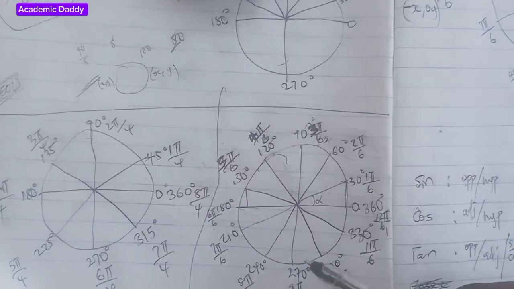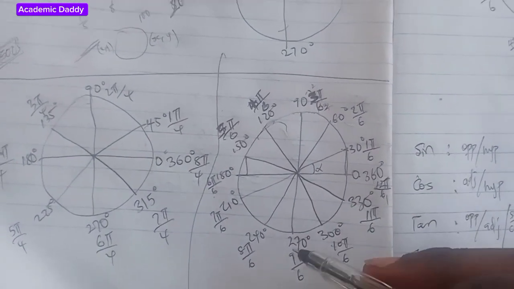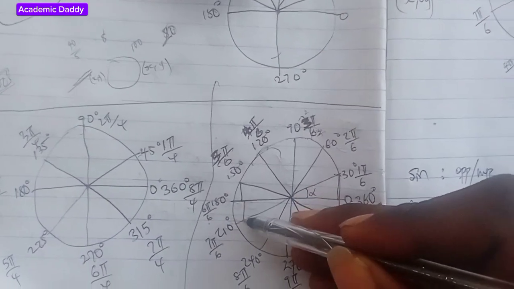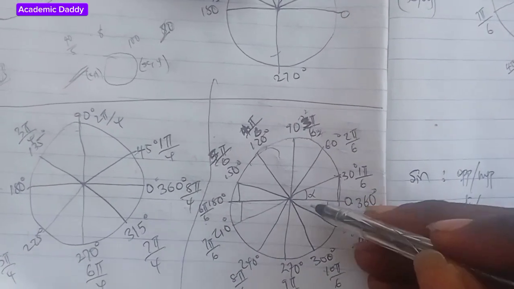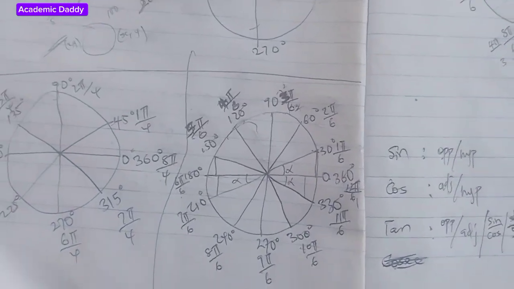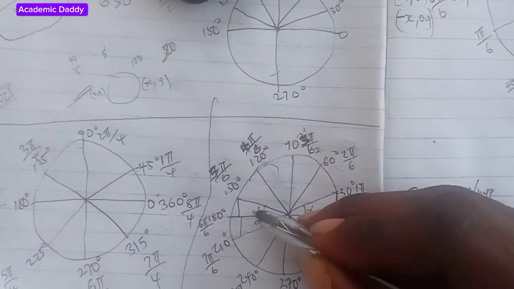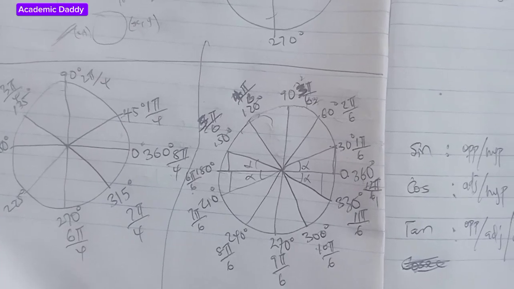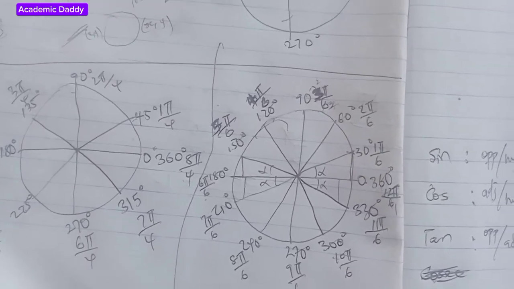This side is 30, but 150, that's the same. Then this side, this is 30, this is 30. So this is the angle, this is the angle. All the angles will always be less than 90. So if I know this, I want to do sine 30 now.